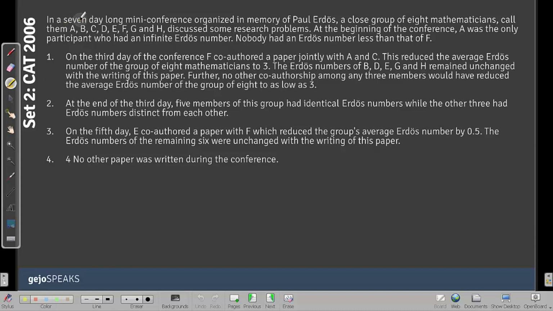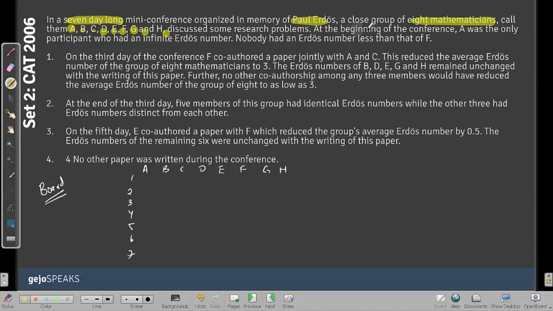Now in the setup it says that in a 7-day long mini conference. So already I'm thinking that there is day 1, day 2, day 3, day 4, day 5, day 6, day 7. We now have to think of a board to write this piece of information. So there are 7 days. Conference by Paul Erdos. A close group of 8 mathematicians, call them A, B, C, D, E, F, G and H. So we have this another set of parameters. We have A, B, C, D, E, F, G and H. Okay, so you're almost thinking like a 7 by 8 matrix already.